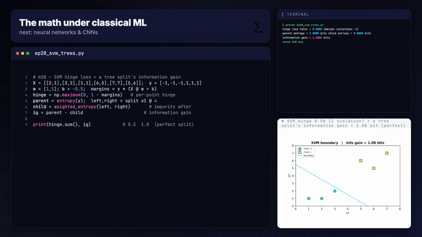So margins, impurity, and ensembling are the math under classical ML. Next episode we cross into neural networks, how stacking linear layers with nonlinearities and sharing weights as convolutions builds something far more flexible.